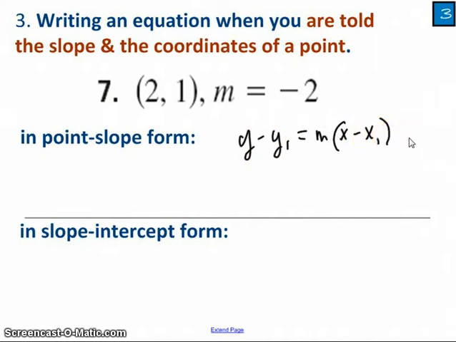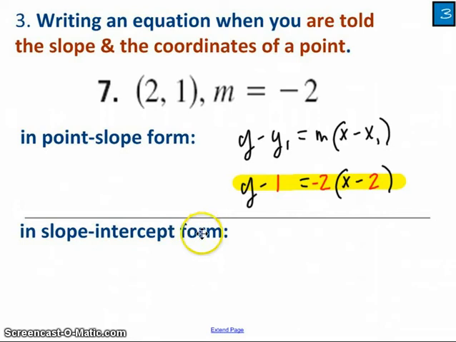This is the general form of point-slope. And remember, the y1 and the x1 get filled in with the values from a point that the line goes through. Well, it goes through the coordinates (2, 1), and I filled those in here in red, and it also has this slope, -2, and I've plugged that in. That's it. That is the equation in point-slope form.